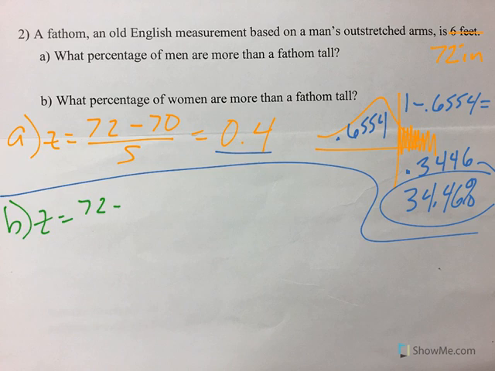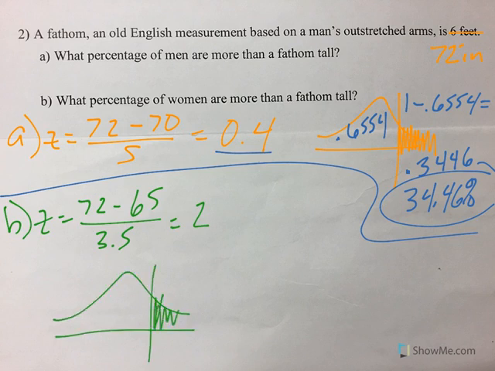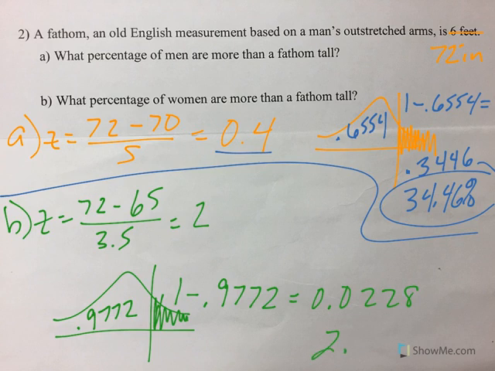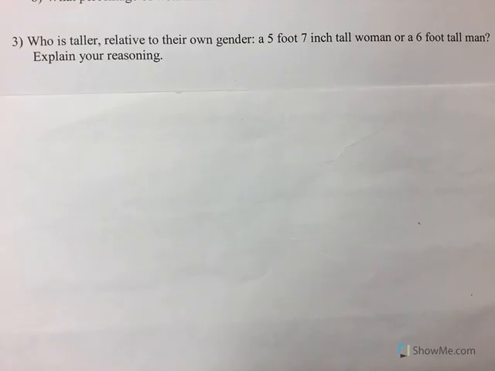Okay, let's answer that same question for women. 72, now remember my average is 65 and my standard deviation is 3.5, which gives me a z-score of 2. So once again, I'm looking for area to the right. If I look at my z-score table, I get 0.9772 as area to the left. So the area on the right is everything else, so we take that away from 1, and I get 0.0228. So 2.28% of women are taller than 6 feet tall, which seems about right. I don't know too many women that are taller than 6 feet.